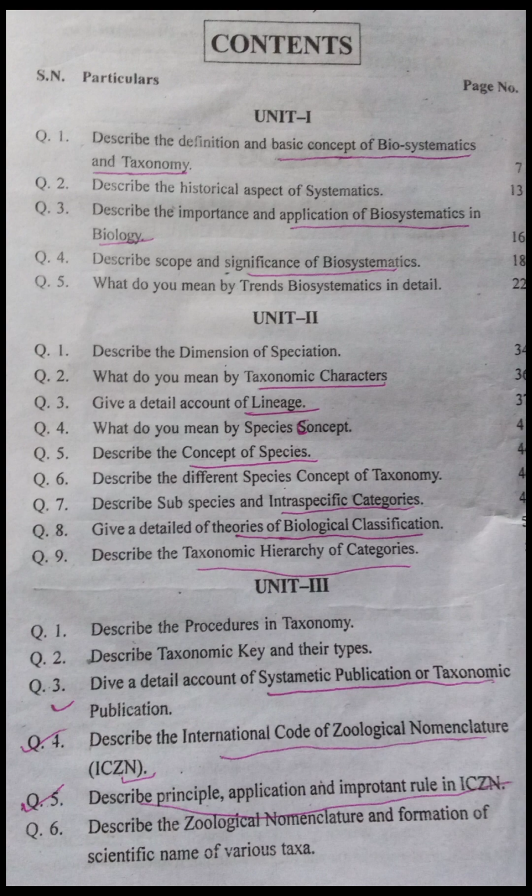Unit 3. Question number 1. Describe the procedure in taxonomy. Question number 2. Describe the taxonomic key and its types. Question number 3. Give a detailed account of systematic publication or taxonomic publication.